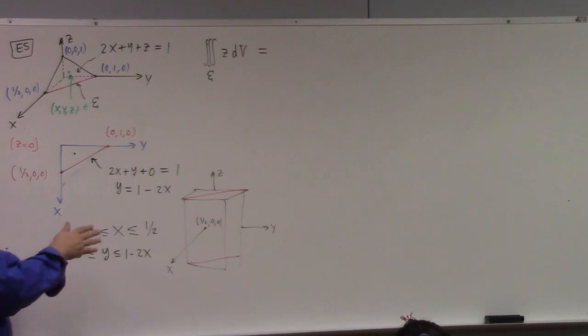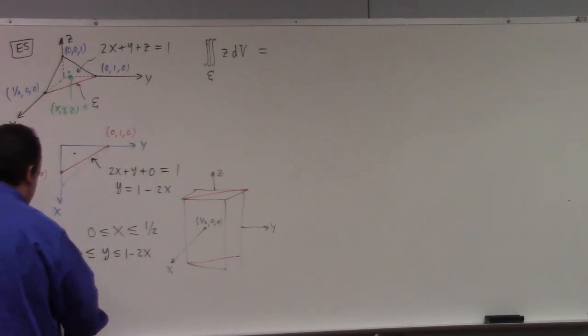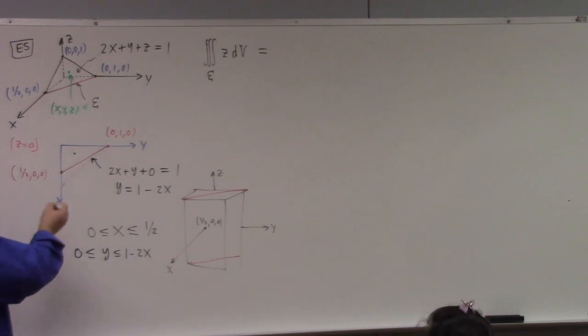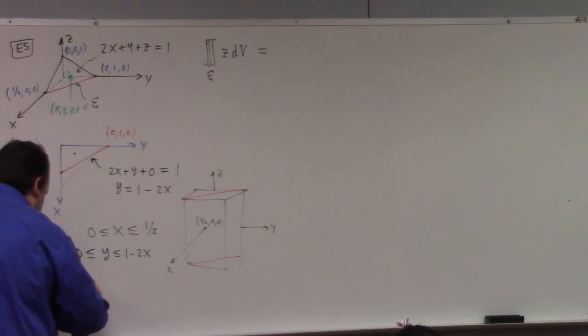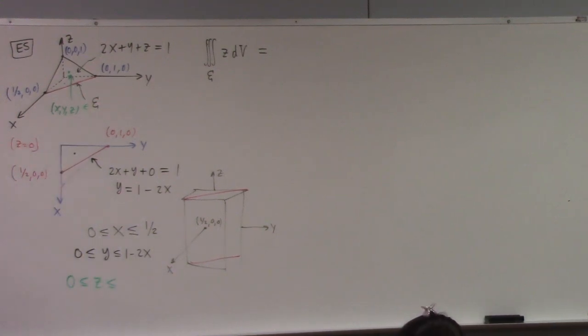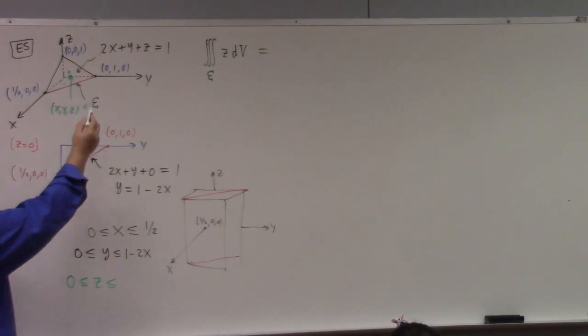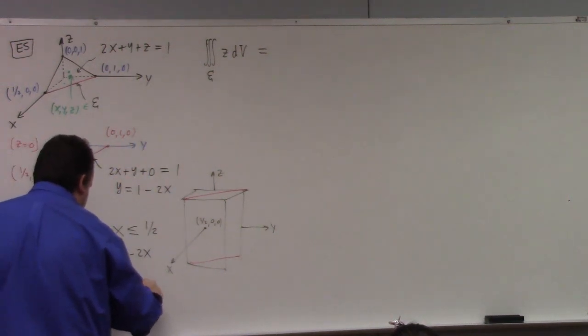And then finally, to get what we have, I have to get the inequality for z. What's the deal with z? What's the lowest z can be? Down here, right? So we have 0 less than or equal to z less than or equal to, what's the top here? Well, it's governed by the plane equation, right? So solve it for z. I get 1 minus 2x minus y.